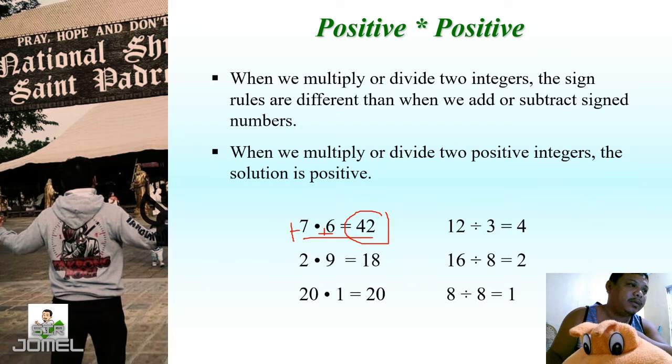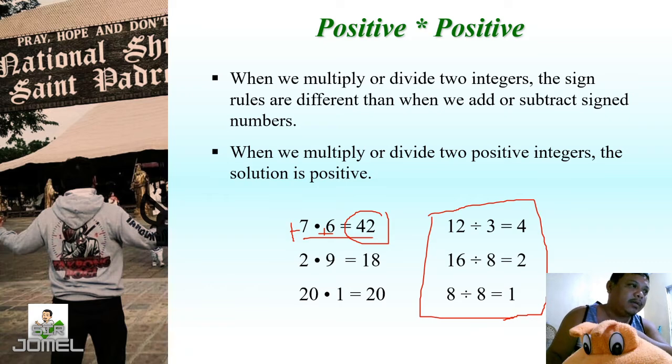20 and 1, so we have 20. And then if we have division, for example, 12 divided by 3, that is equivalent to 4. 16 divided by 8, so we have 2, and 8 divided by 8 is equal to 1.